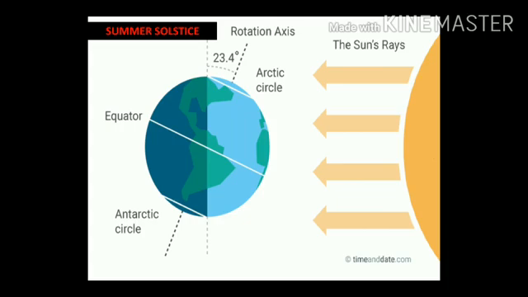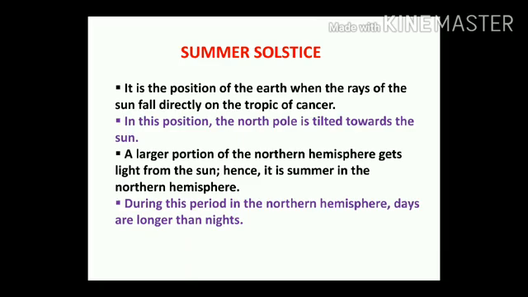So, let's find out the main features of summer solstice. Summer solstice is the position of the earth when the rays of the sun fall directly on the Tropic of Cancer. In this position, the North Pole is tilted towards the sun. A larger portion of the northern hemisphere gets light from the sun. Hence, it is summer in the northern hemisphere. During this period, in the northern hemisphere, days are longer than nights.